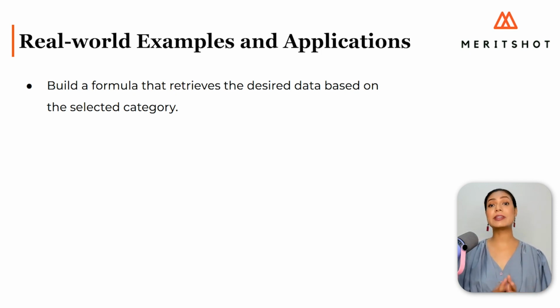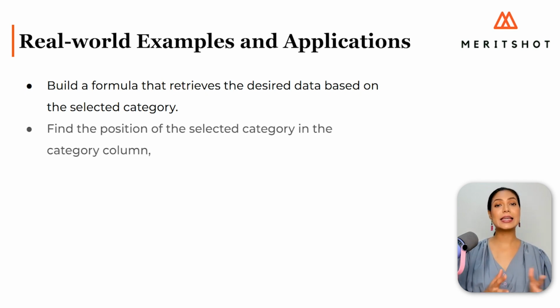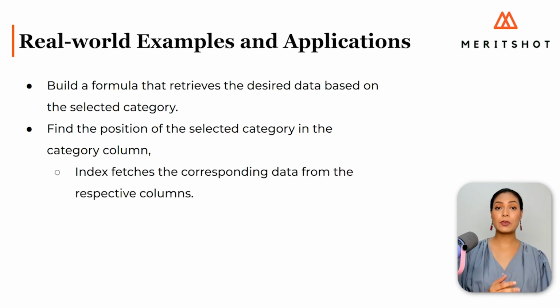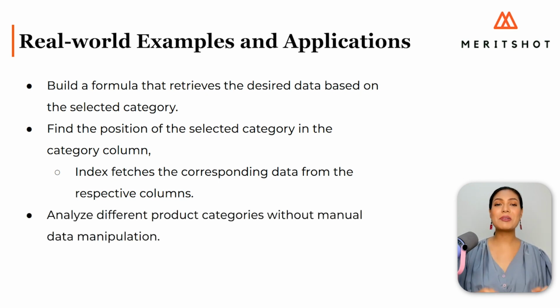The MATCH function helps us find the position of the selected category in the category column. And then INDEX fetches the corresponding data from the respective columns. This dynamic setup allows us to easily analyze different product categories without manual data manipulation.